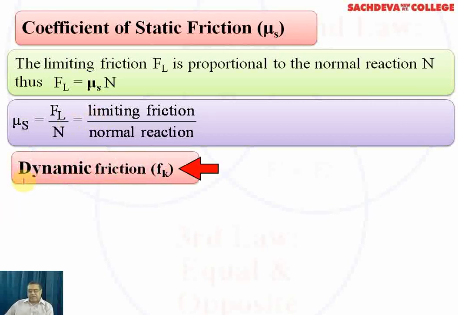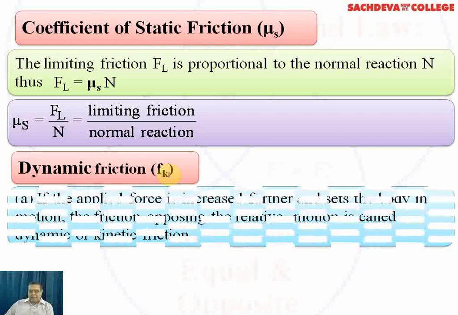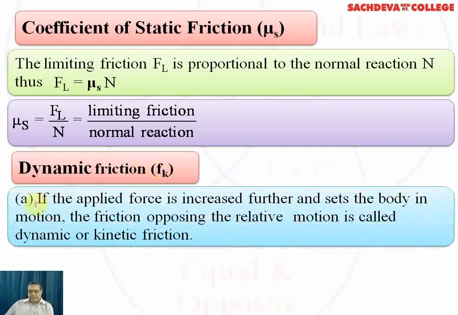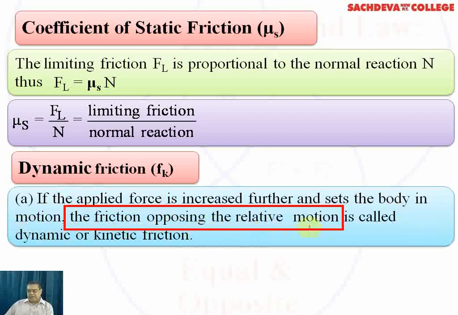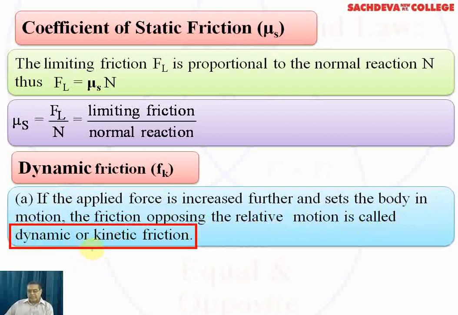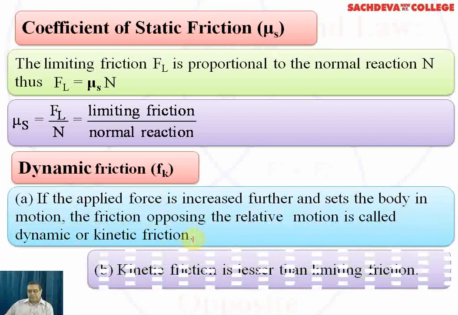Now we come towards the dynamic friction. Suppose that a block is moving on the surface. The friction arising between the two surfaces will be known as the dynamic friction and it will be represented by Fk. Now we can put it in this context: if the applied force is increased further and sets the body in motion, the friction opposing the relative motion is called the dynamic or the kinetic friction.